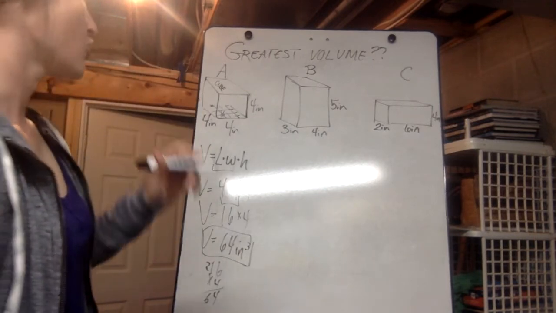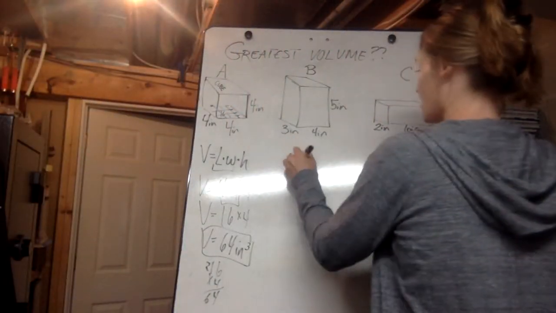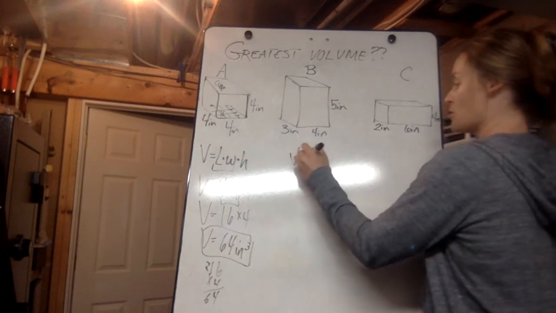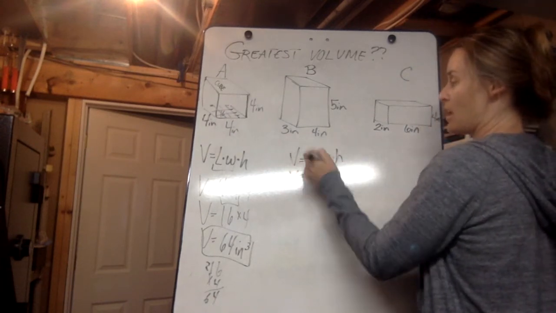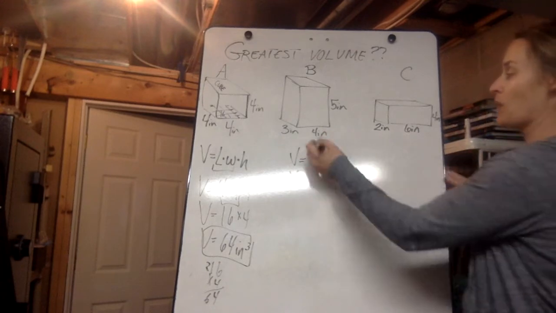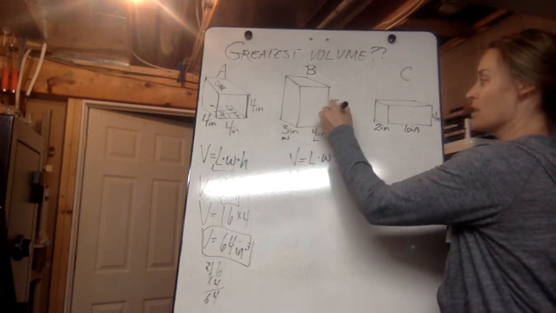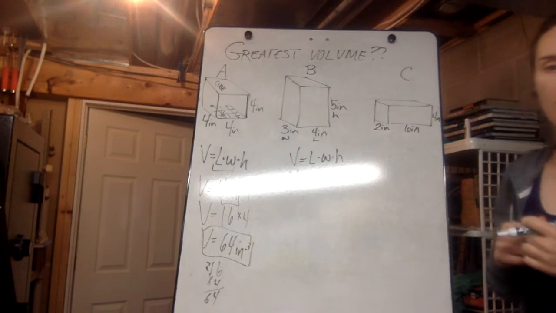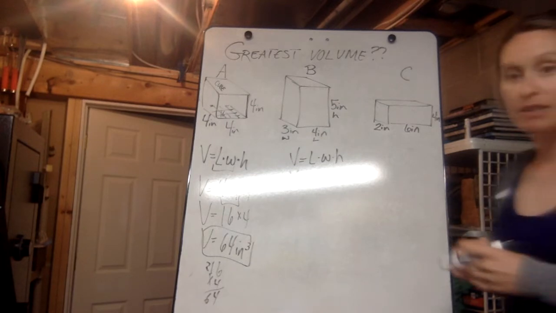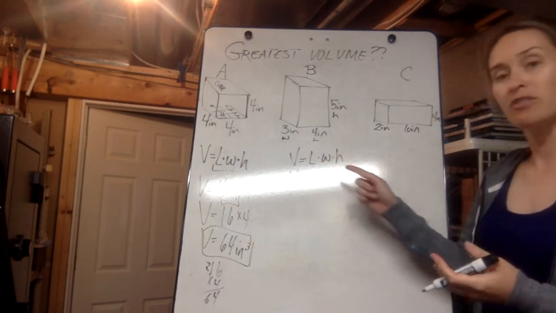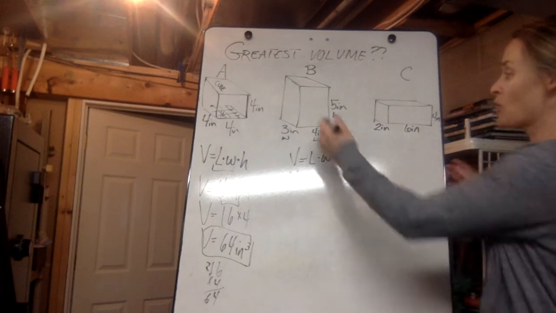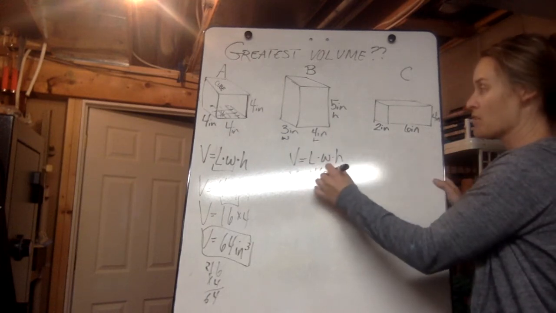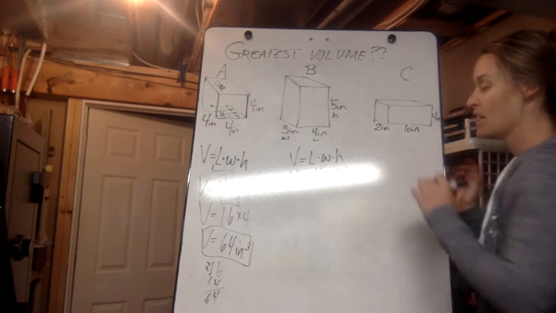So for our next shape, I'm going to use the same formula. Volume is equal to length times width times height. I'm going to plug them in knowing that this is my length, this is my width, and this is my height. And you might ask, what if I plug them in a different order? Well, remember, multiplication is commutative, so that would still be okay. My length is 4, my width is 3, and my height is 5.